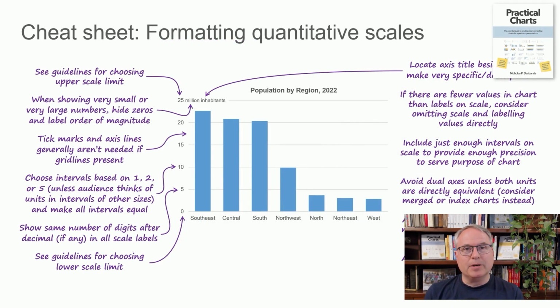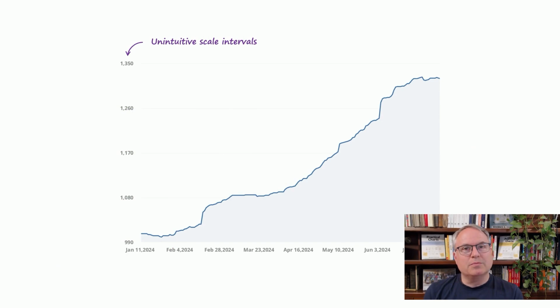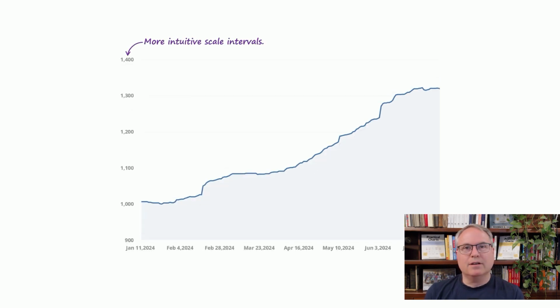And so that's one of the things that I talk about in my practical charts course. There are lots of things to learn about quantitative scales, as you can see here, but one of them is that it's generally a good idea to choose intervals that are based on 1, 2, or 5. We find it easier to do those kinds of mental calculations, interpolating between two numbers, based on numbers that are based on 1, 2, or 5. And unfortunately, this chart has a scale that's based on 9, not 1, 2, or 5. If we base it on an interval based on 1, in this case 100, then if I want to know what this value is, it's about halfway between 1,100 and 1,200. It's 1,150. It's just a lot easier to do that math.